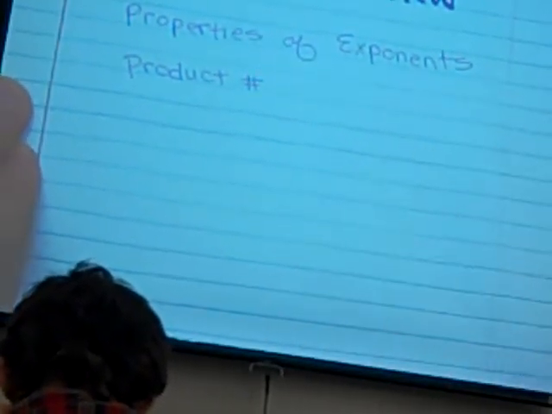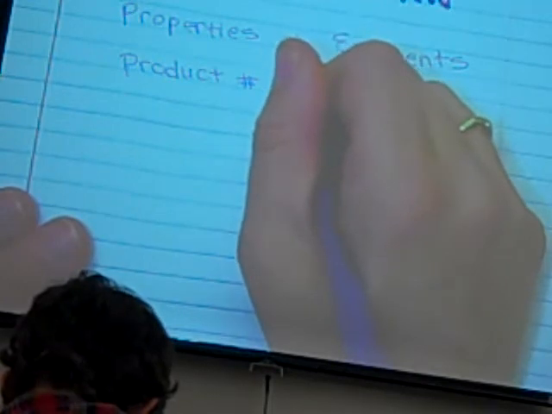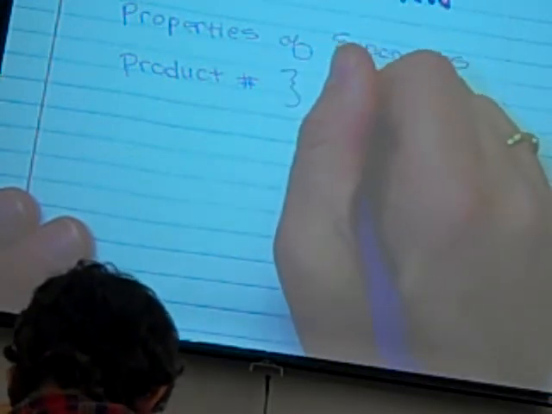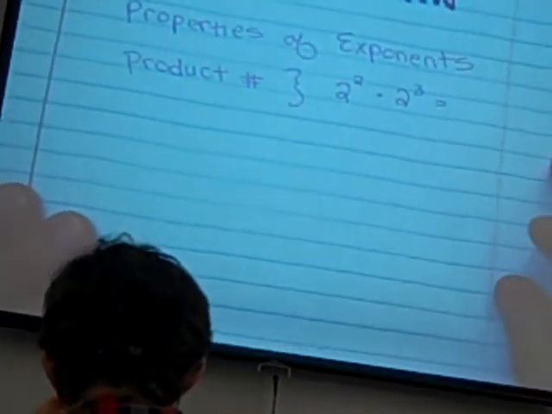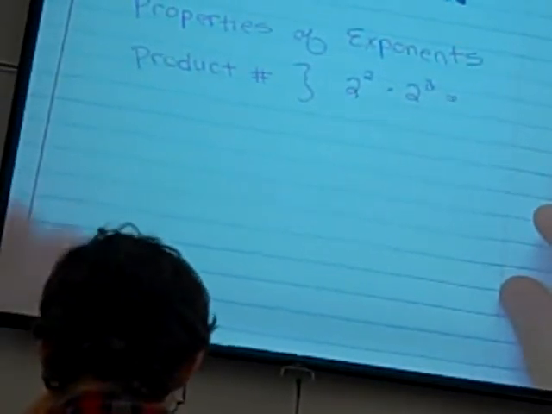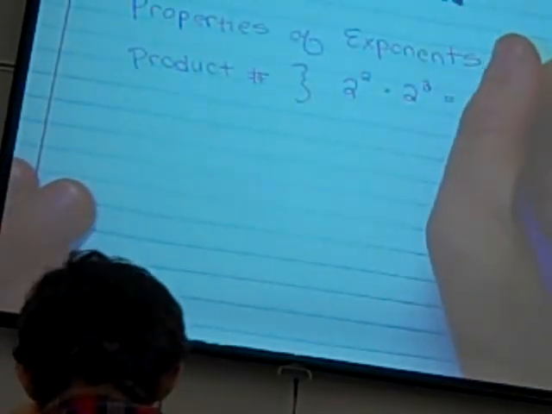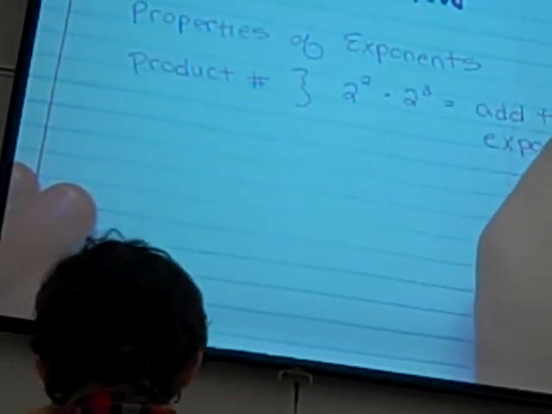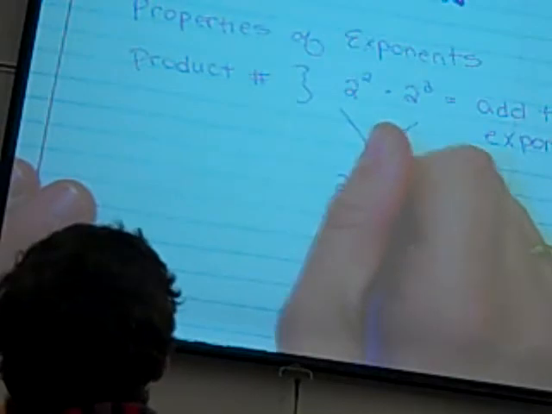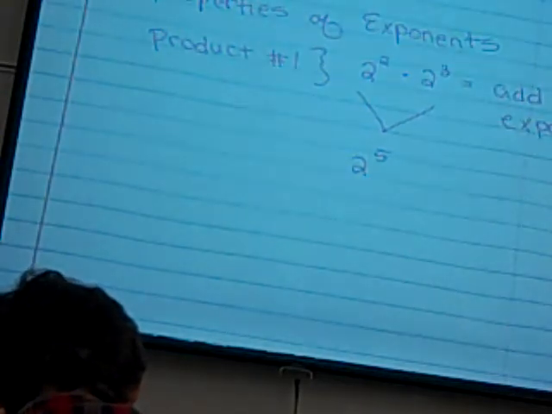Do I care that you know if it's product property number 1? No. What I do care about is if you can do the math that's related to it. So, what that one says, if I have 2 to the second times 2 to the third, what do I do with those exponents? Add the exponents, definitely. Exactly, they have the same base, so I can add the exponents. So this right here now becomes 2 to the power of 5. So that's product property number 1.